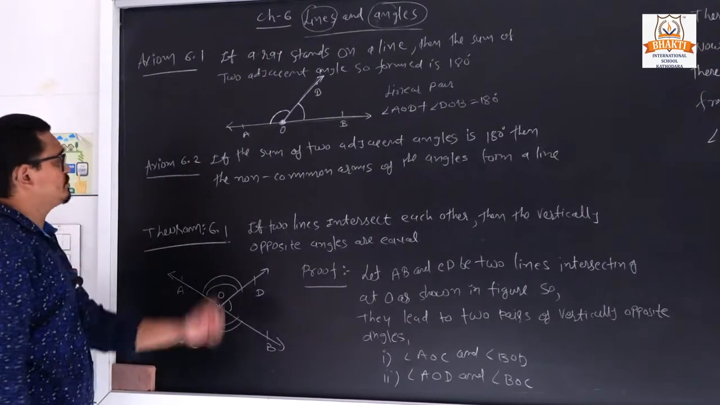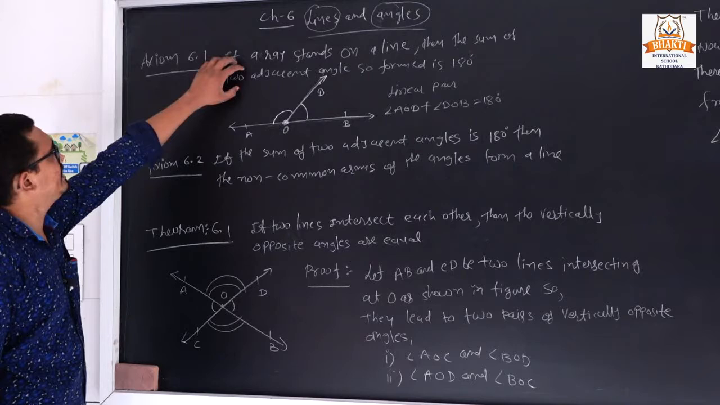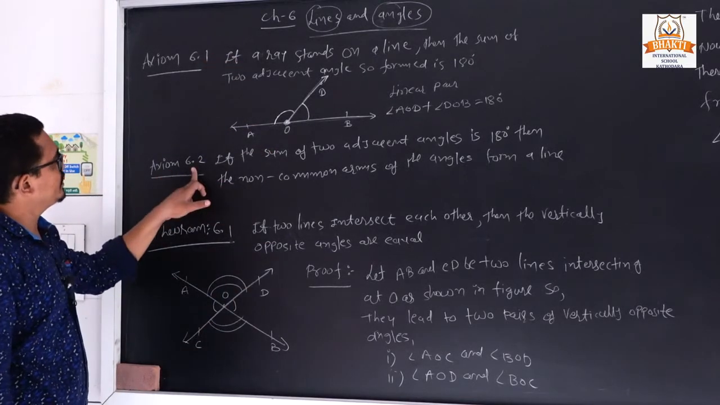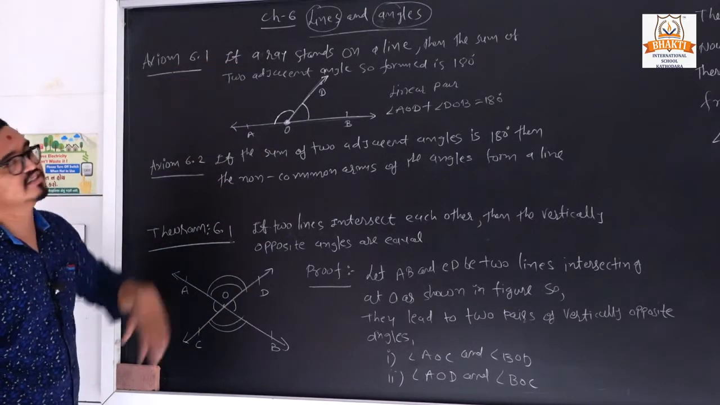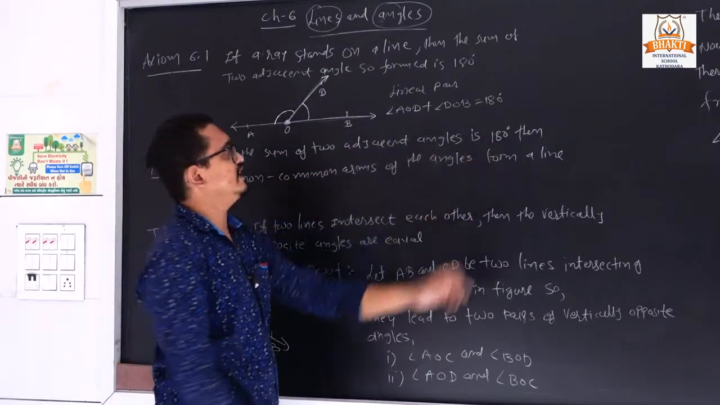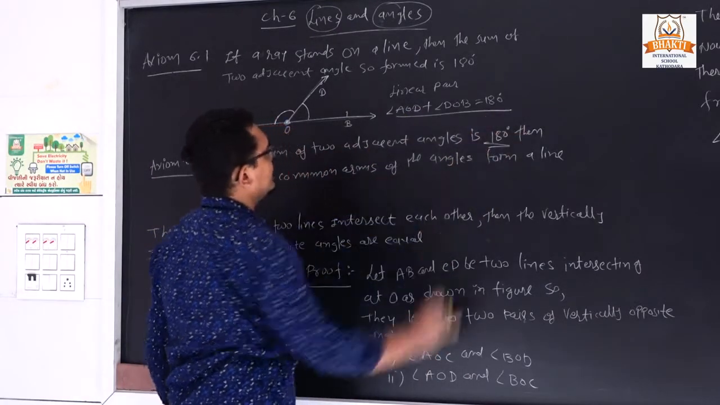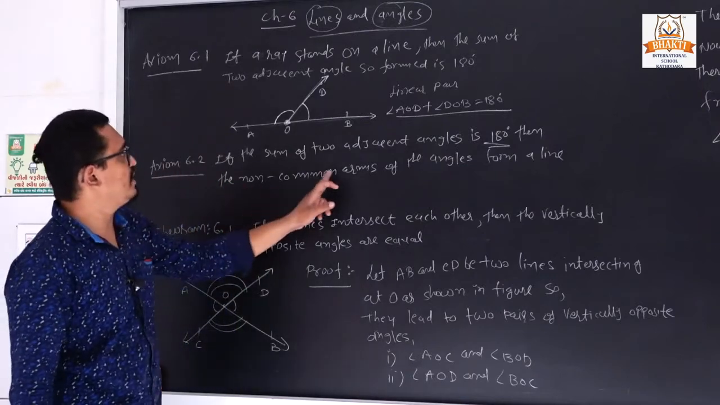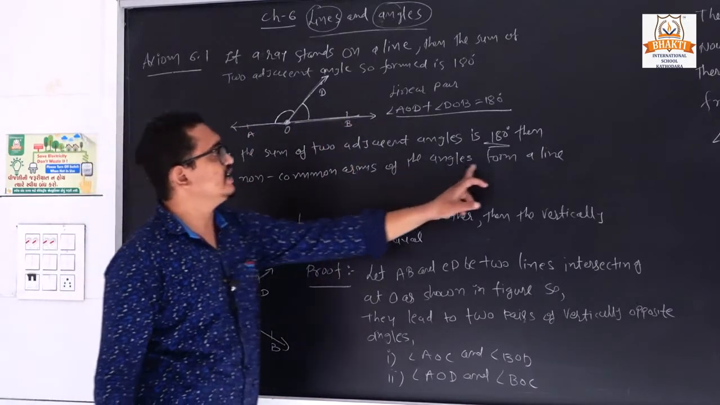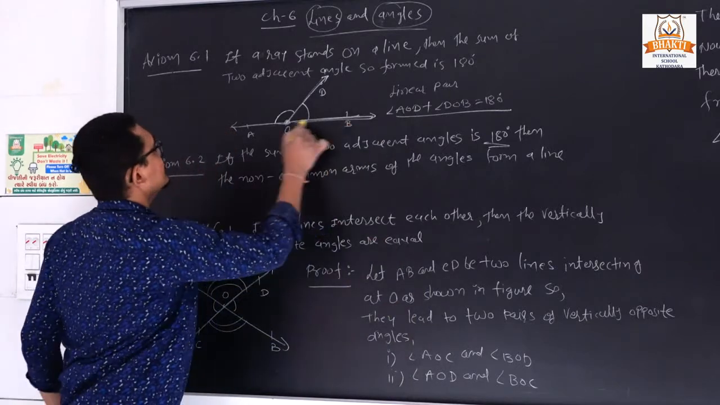Now axiom 6.2. It is the reverse statement of axiom 6.1. See that if the sum of two adjacent angles is 180, then the non-common arms, this is our non-common arm, they are creating a line. So they are creating a line, see that line AB.